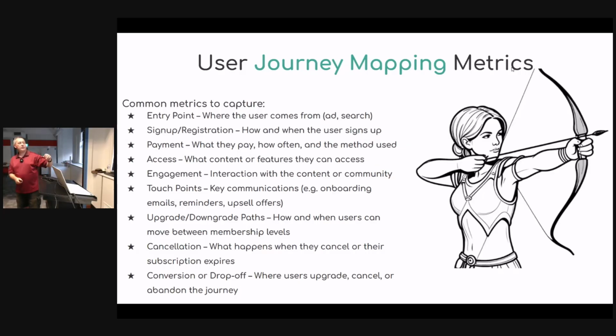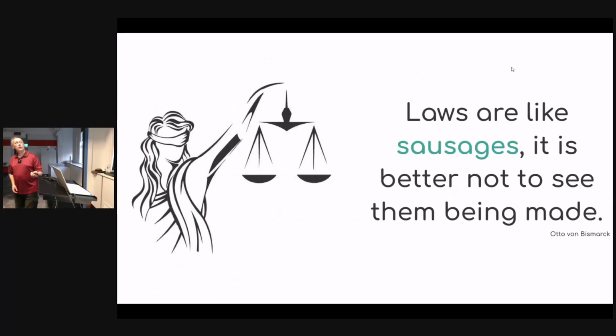Upgrade and downgrade paths, and cancellation. As I said before, it's really important what happens when they cancel or their subscription expires, and conversions and drop-off. So have a look at your journey map and see where people are likely to drop off if they're going to make a big decision like buying, and what you need to do to convert or change your landing pages and login areas to get people to convert and not abandon. Those are the key journey metrics to gather.